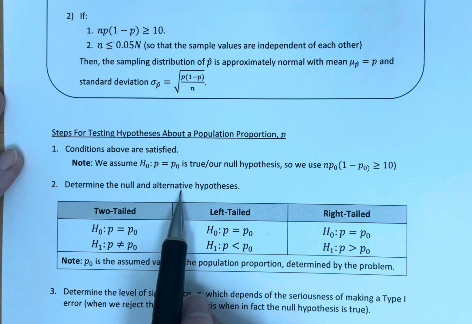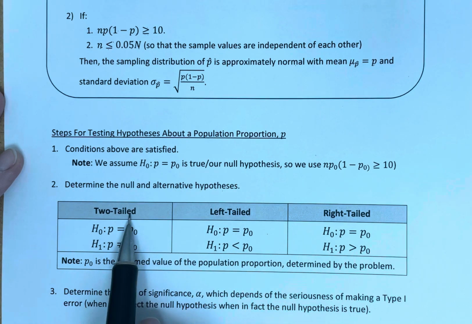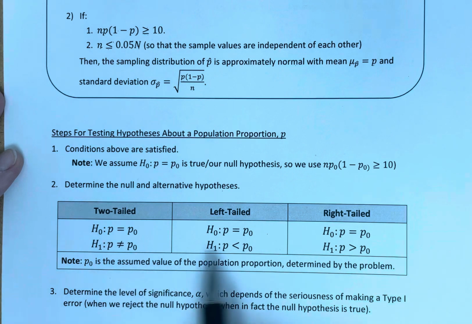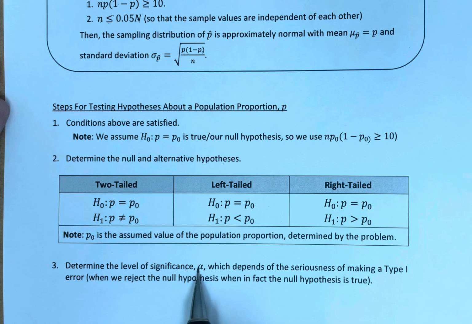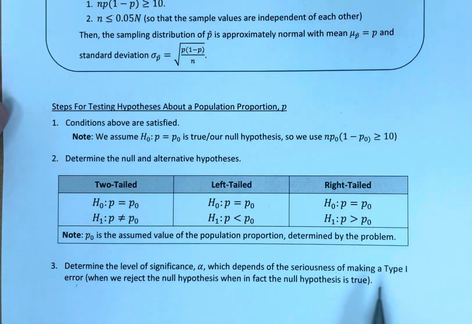Determine the null and the alternative hypotheses: two-tailed, left-tailed, or right-tailed, and we've been through this. Notice that we are using p sub 0 as the assumed value of the population proportion determined by the problem. Step 3, determine the level of significance alpha, which depends on the seriousness of making a type 1 error. A type 1 error is when we reject the null hypothesis when in fact the null hypothesis is true. We'll be given the level of significance we're looking for.